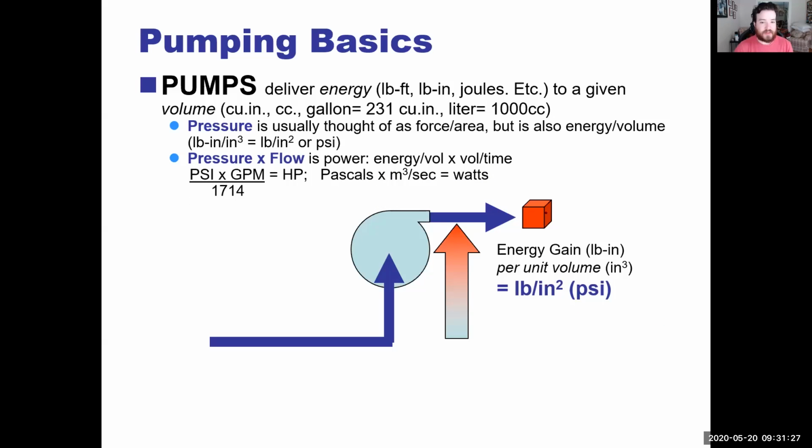And then pressure times flow is power. Energy over volume times volume over time. So psi times gallons per minute, divided by 1714, that is just a conversion number, and that's equal to horsepower. And then horsepower is the same as watts as far as what we're talking about. That is just the metric version of it.